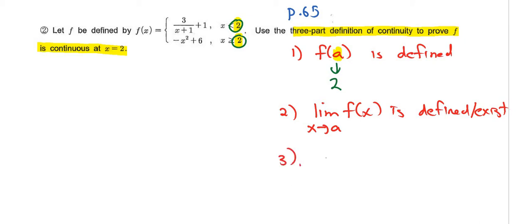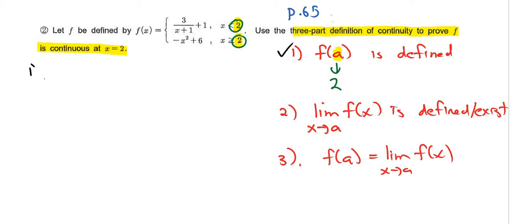And then for the third part, we also need to show that f of a is equal to the limit as x approaches a of f of x. So that was the three-part definition. If you do all three of those things, then you've shown that the function is indeed continuous. And if you graph it, you should be able to draw it without lifting your pencil. Okay, let's go ahead and attack the first part of the definition. f of a is defined.